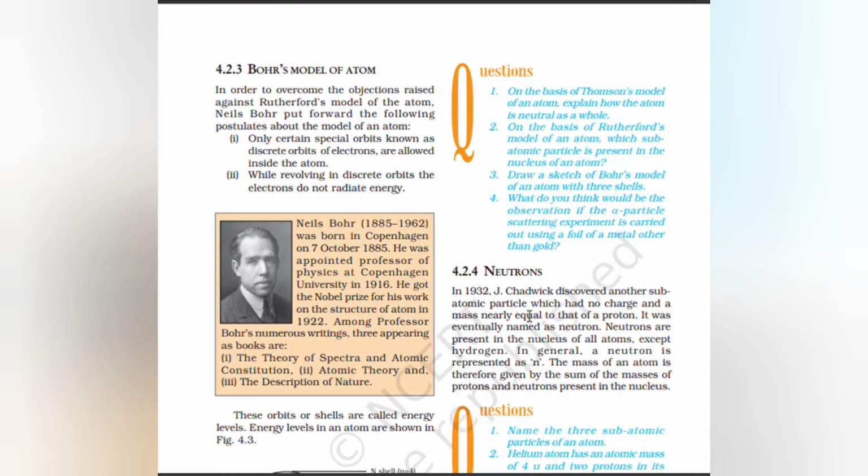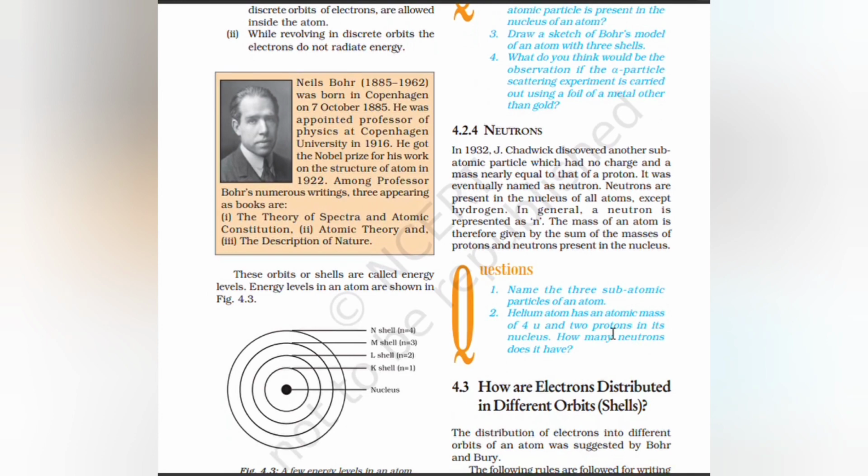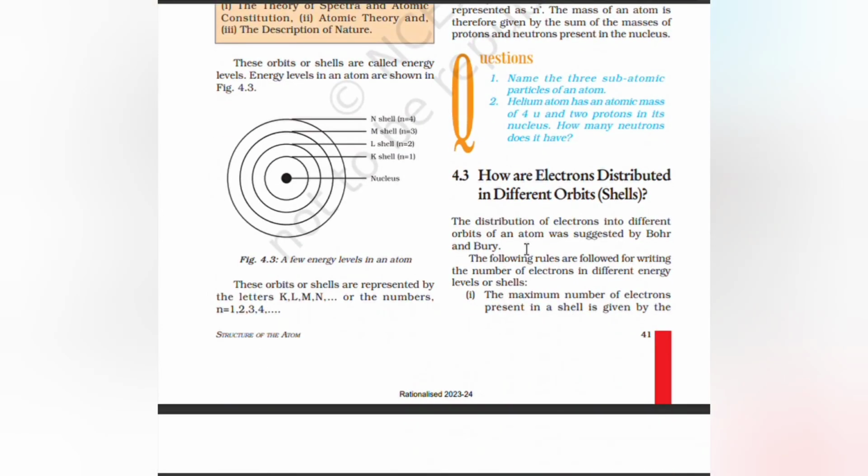Neutrons. In 1932, James Chadwick discovered another subatomic particle which had no charge and a mass nearly equal to that of a proton. It was eventually named the neutron. Neutrons are present in the nucleus of all atoms except hydrogen. In general, a neutron is represented as n. The mass of an atom is therefore given by the sum of the masses of protons and neutrons present in the nucleus. How are electrons distributed in different orbits?